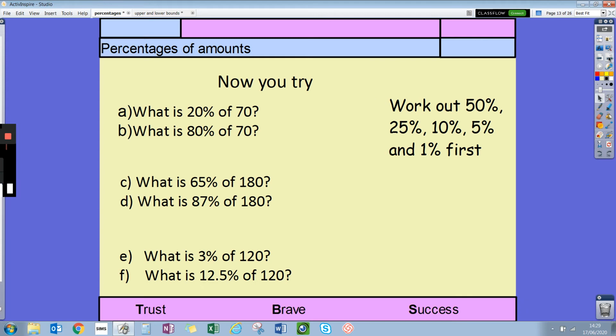So now there's a couple of questions for you to have a go at. You might want to work out these first to help you, and then work out what combination of those you need to get to 20% or 80% or 65% or 87%. Okay, so pause the video, have a go, and I'll put the answers up in a second.